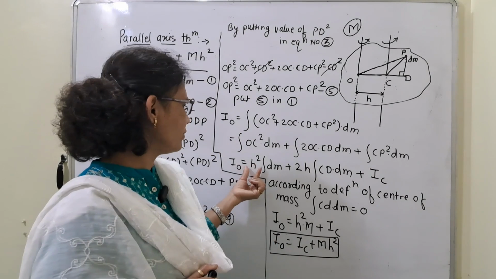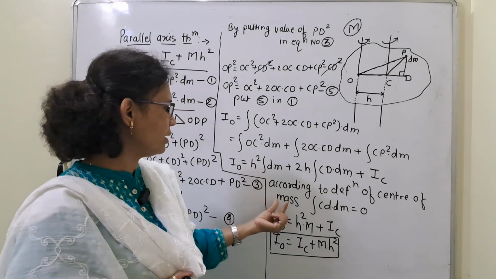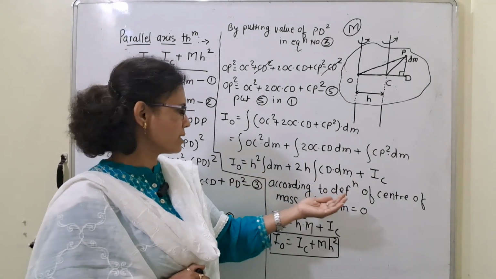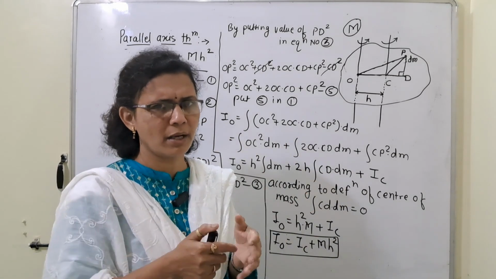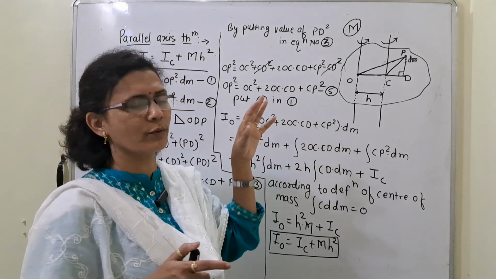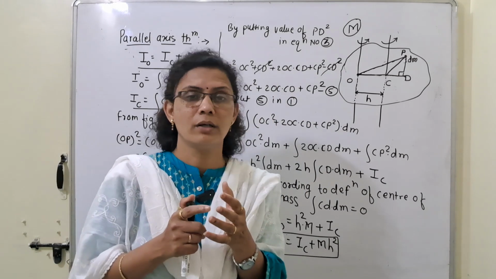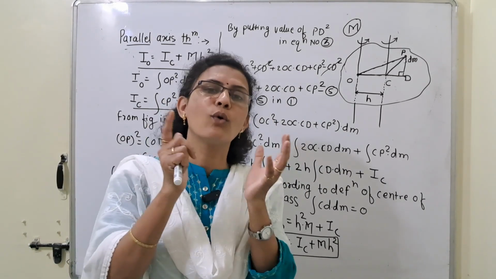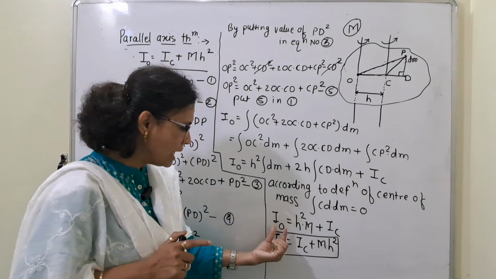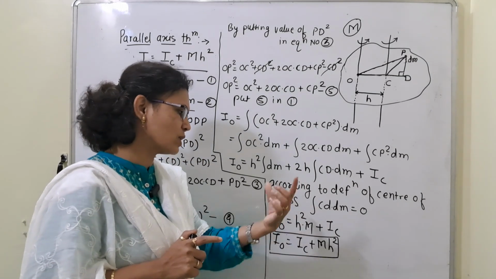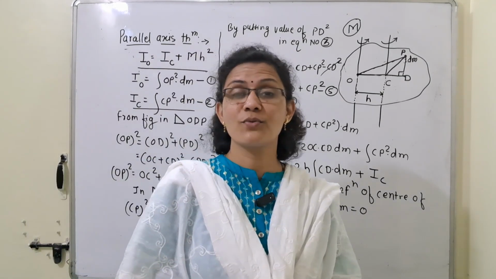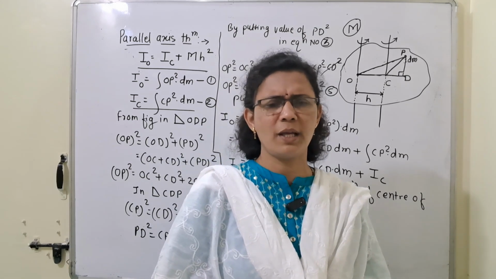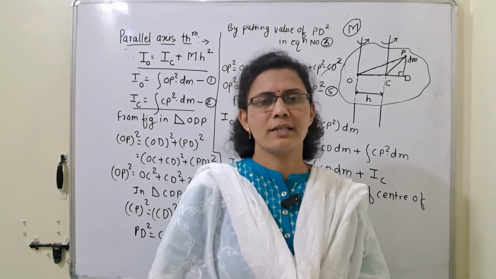Therefore, I naught will be equal to h square integration of dm plus Ic, and integration of dm is nothing but sum of all the elemental mass of that body. Therefore, that will be whole body mass, that is capital M. Therefore, I naught is equal to Mh square plus Ic. You understood the derivation? It is a very, very important derivation. Number of times it is asked for exam.